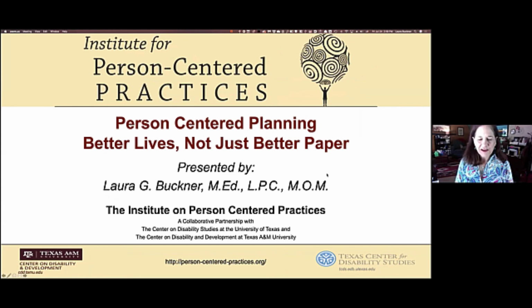I'm Laura Buckner. I am a licensed professional counselor and a former special educator. I work at the Institute for Person-Centered Practices at the University of Texas at Austin. But I think my most important credentials are those last 3 letters. I am a parent of a 31-year-old son, who just turned 31 on the 4th of July, with a rare genetic condition, of which autism is a common co-occurring condition. My years of parenting my son have taught me way more than any college degree ever could.